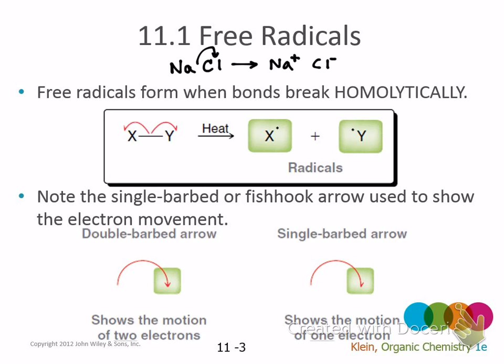But like Br2, when that bond cleaves, it's usually homolytic. Because it's a Br and a Br, when it splits, you get two bromine free radicals. That turns out to be an important reaction because we'll use those to initiate radical reactions. We'll talk about that in a little bit.